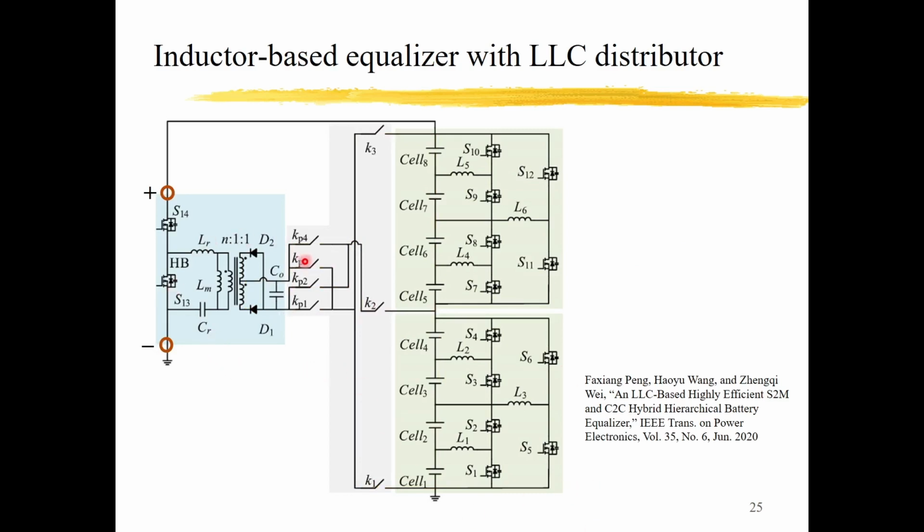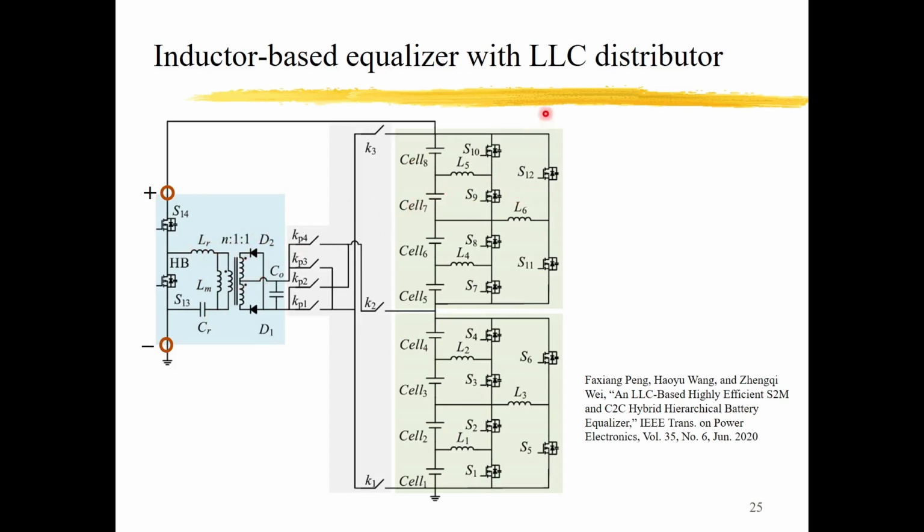There is a converter here. This is a so-called LLC converter. LLC converter means that in this converter there are two inductors, the LR and the LM, and one capacitor here. So it is called an LLC converter. This is a kind of resonant converter.